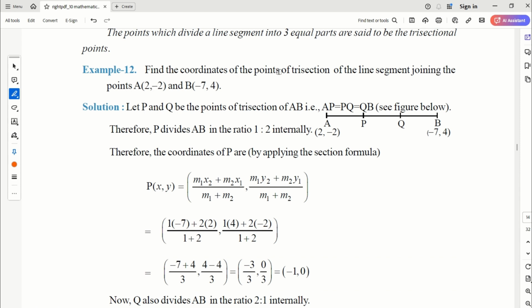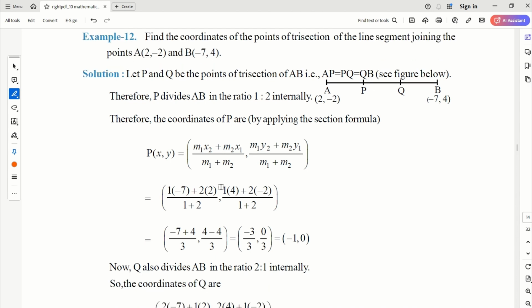Find the coordinates of the points of trisection of the line segment joining points A (2, -2) and B (-7, 4). You need to find 2 points P and Q which will divide this equally. P divides AB in a 1 is to 2 ratio, so AP is 1x and PB is 2x. Similarly, Q divides AB in a 2 is to 1 ratio, so this is 2x and this is 1x. So we just apply the section formula two times and we'll get the values of P and Q.